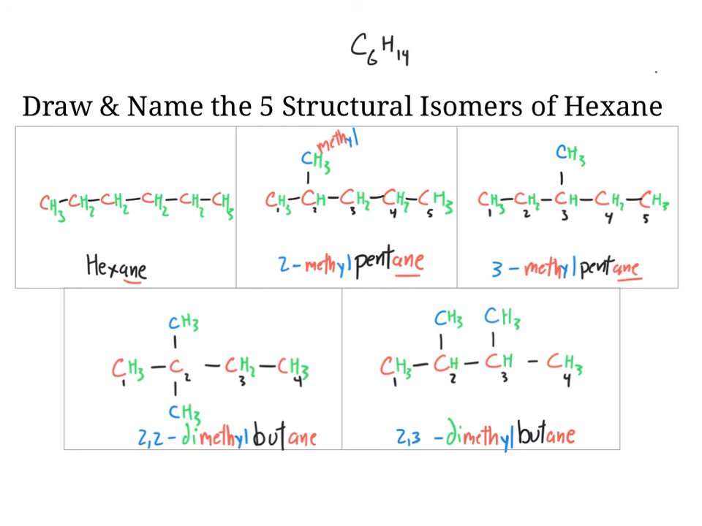You simply just draw the easiest chain, take 1 carbon off and make it a branch, take another carbon off, make it a branch, take another carbon off, make it a branch, until you've exhausted all the possibilities. The reason why I wanted to take the time to show you this particular part of it is because your homework is to draw the 18 isomers of the chemical formula for octane, which is, I believe, C8H18.